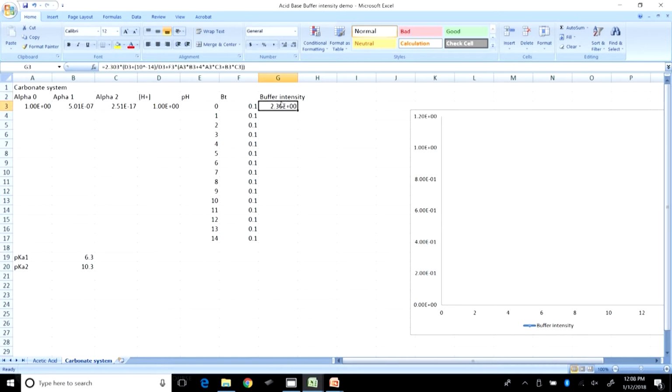And buffer intensity, now the formula is going to be relatively different. Let me try to write that down here. For a multiprotic system or diprotic system, let me try to write: 2.303 times the concentration of H plus plus the concentration of OH minus, same case as earlier, plus what else here, B total times alpha naught alpha 1 plus 4 times alpha naught alpha 2 plus alpha 1 alpha 2.